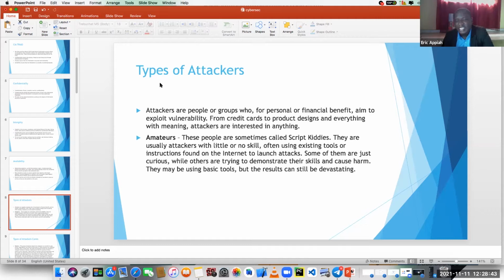They may cause harm, some of them out of curiosity. They want to know what will happen and all that. They are not very professional. It's not as if they are trying to hack your organization to request money from you.